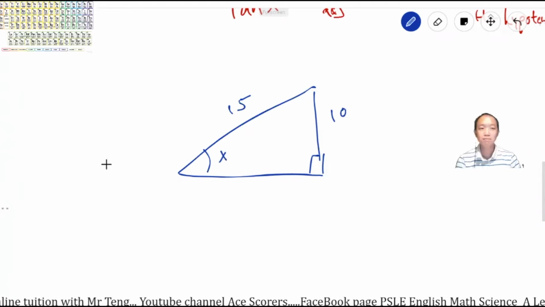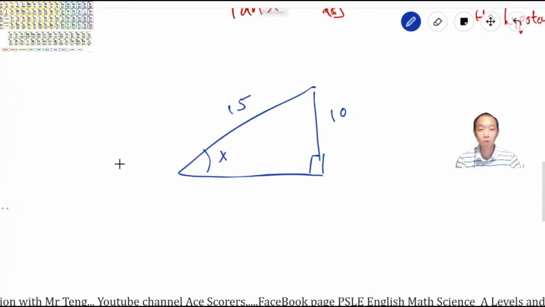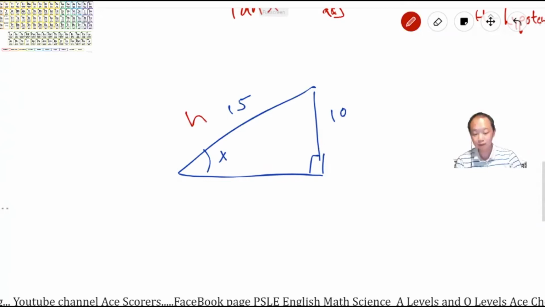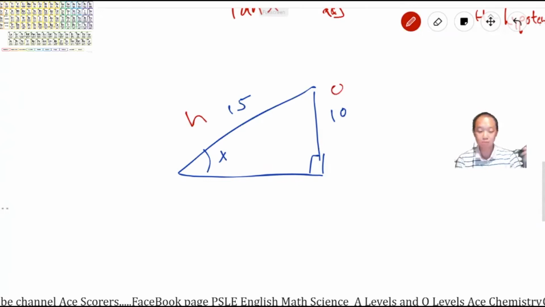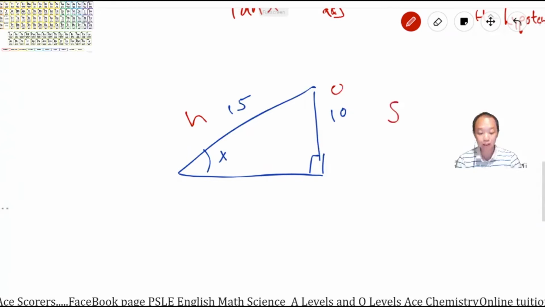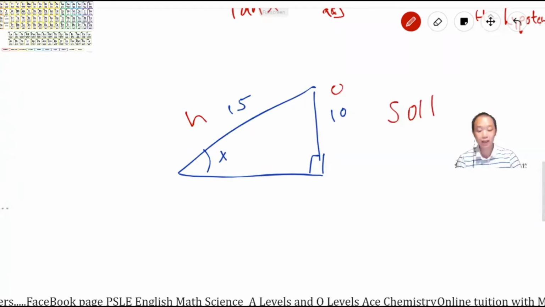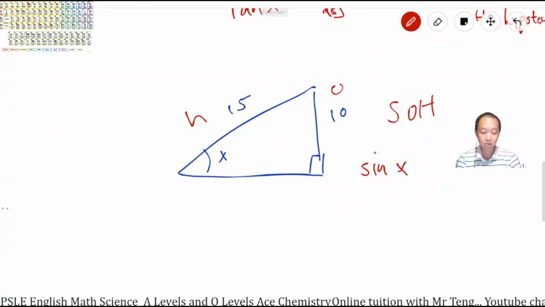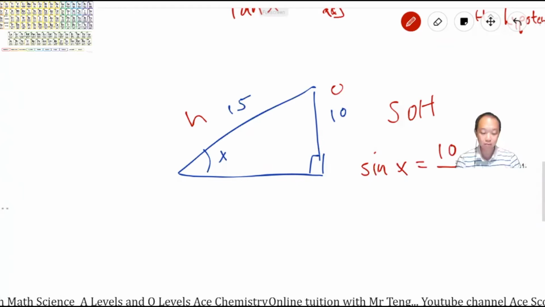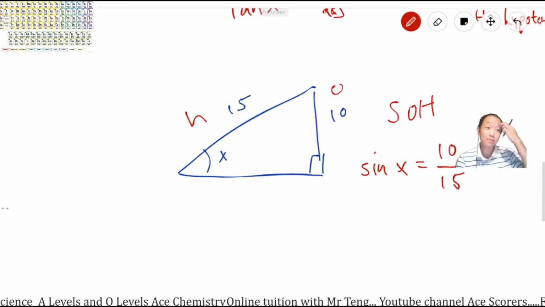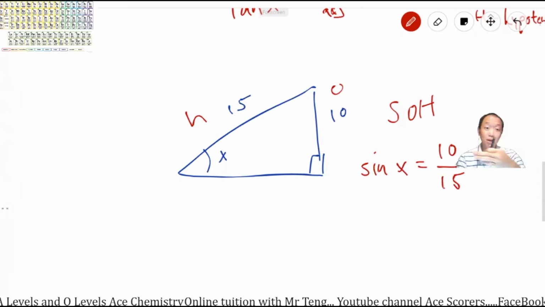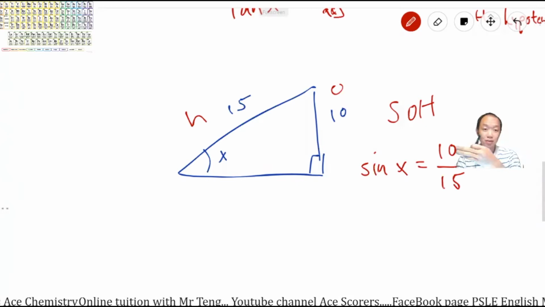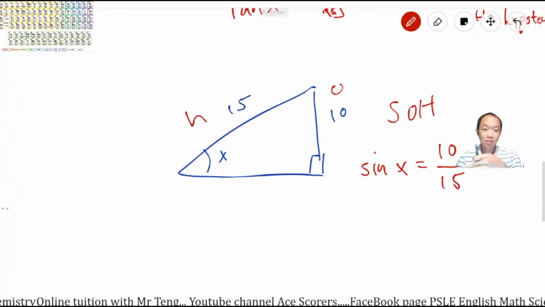Sine. Why sine? Because you have hypotenuse. Very good. You got hypotenuse, you got opposite. So SOH, right? So you gotta take out the sine book, okay? And the sine book says sine x equals to 10 divided by 15. Correct? Opposite divided by hypotenuse. Opposite is 10. Hypotenuse is 15. Got it?